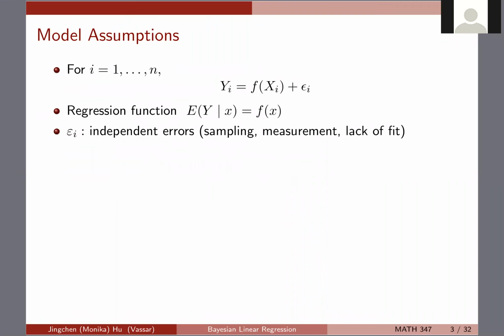So let me show you what I mean by looking at the mean of y as a function. Usually, this is what you will see. yi being the observation i, and you have n different observations over here. So you're going to write f(xi), the function of xi, and then plus some error term. The error term, we usually specify independent errors. It might be from sampling error, from measurement, from lack of fit, etc.